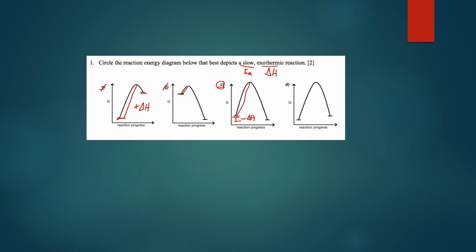We're going to look at D anyway, just for fun. In this one, from reactants up to the top of the hill, our activation energy is very large. So yes, it is slow. However, my products are higher in energy than my reactants, even if only a little bit. So this is going to have a positive delta H, and this is an endothermic reaction. So C is the correct answer.